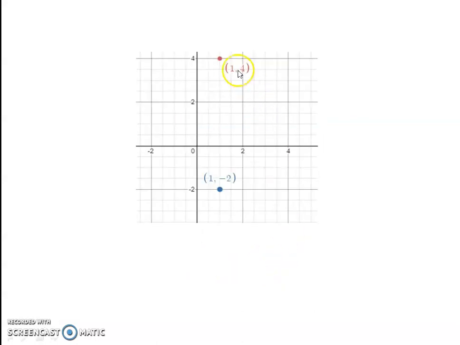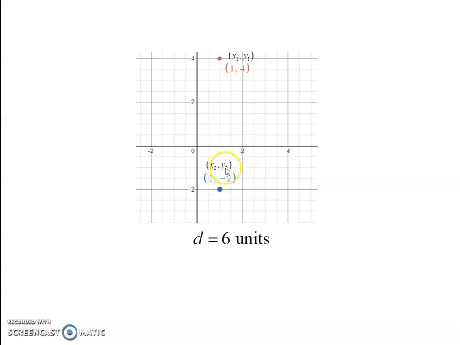And in the second example, where my 2 points are in the same vertical line, again, what I could do is I can just sort of count out the units. I know that this is 2 units below the axis, and this is 4 units above the x-axis. So in total, that's going to be 6 units.